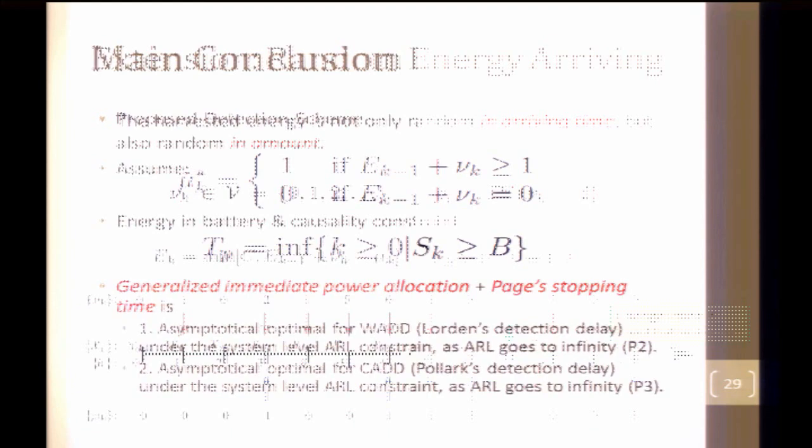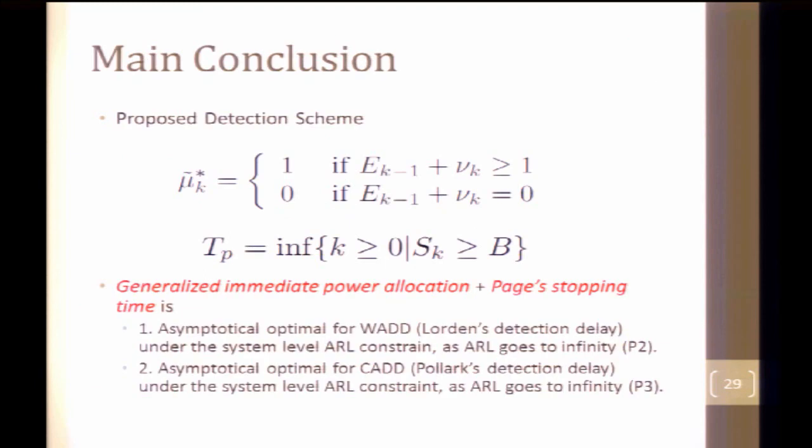So in this case, we found out that this generalized greedy scheme is very good. This simply means that if you have energy left in the battery, you should use it. Okay. If you have no energy in the battery, you have no choice but to stop, but do not take any sample. Okay. So this is a greedy energy allocation scheme. Plus this QSUM again is also good for this kind of more general energy arriving model.